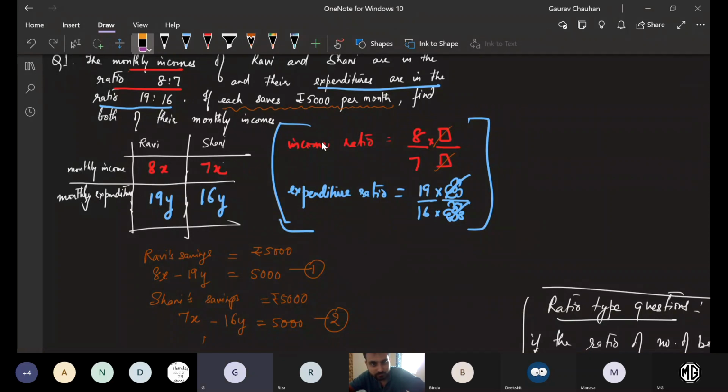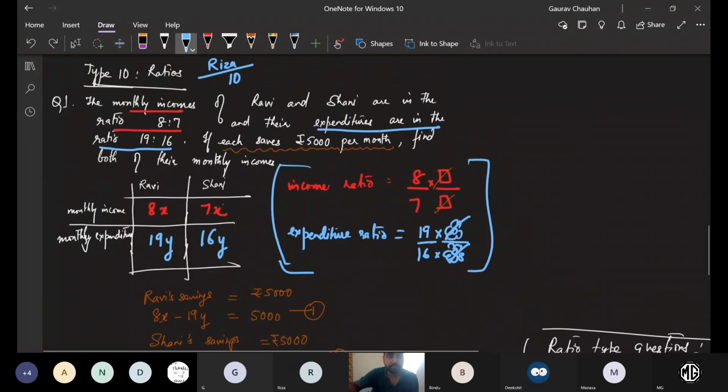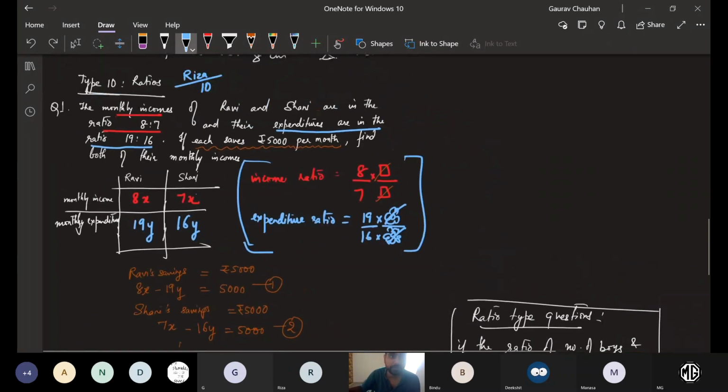We'll substitute it with 8x, sir. Okay. 7x. Very good. 8x we will do. We will substitute. We don't have to care about y only. We'll substitute 8x. We'll substitute 7x. We will get both of their monthly incomes. Got it? Good. G. Very good answer. And Riza, for doing this with me, I'm going to give you 10 more points. And G, I'm going to give you 5 for clarifying this.